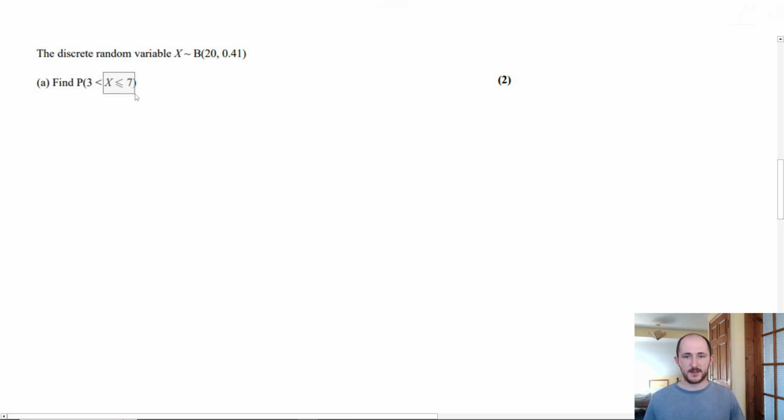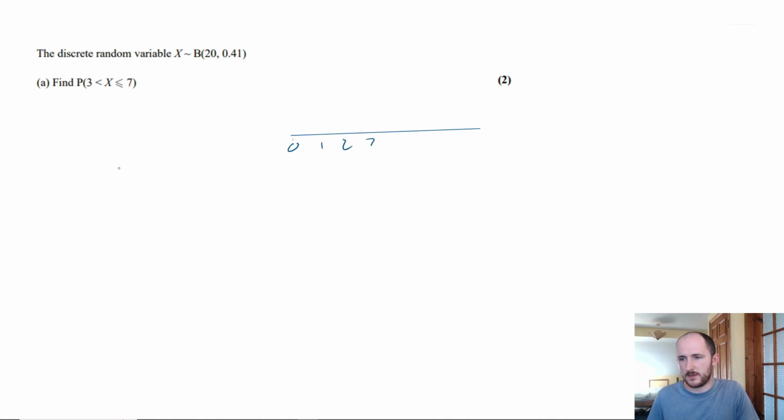That bit's easy to do, but then we also have to have it greater than 3. So how is this going to work? Well, once again, we can visualize this using a number line or by writing out the numbers. So I'm going to do both. So first of all, with the number line, again, let's just draw a straight line. So 0, 1, 2, 3, 4, 5, 6, 7, 8.